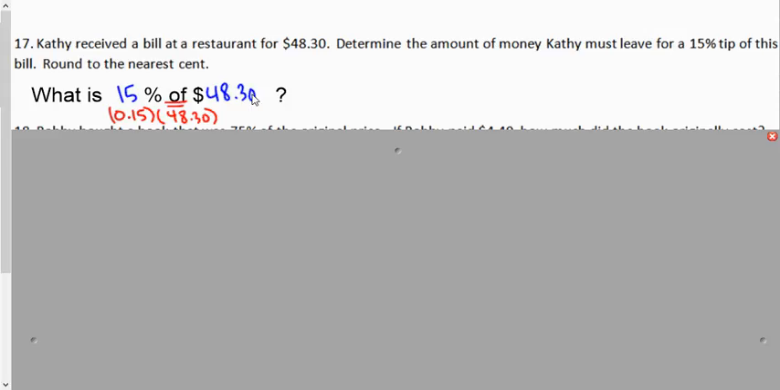waiting for my calculator here, times 48.30 is actually $7.24. But then you'll see your calculator has this 5 tagged onto the end. We don't need the third decimal place there, it's money. So we just round up to the nearest penny. We're going to take the thousandths place, this 5, and round up to the hundredths place. And so our tip would be $7.25.